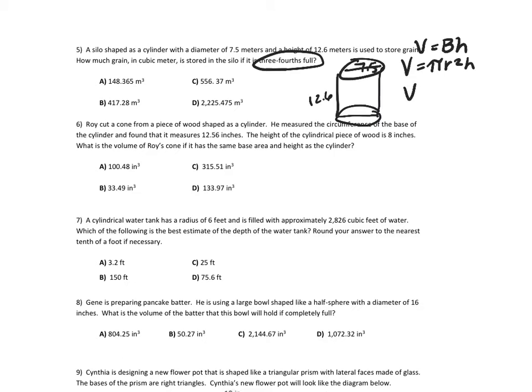So if we do pi r squared, so it's 7.5, so 3.75 squared, times the height, which is 12.6. Okay, I get 556.65, but then I multiply that by 0.75 or 3/4, and I get 417.28. This is the closest right here.